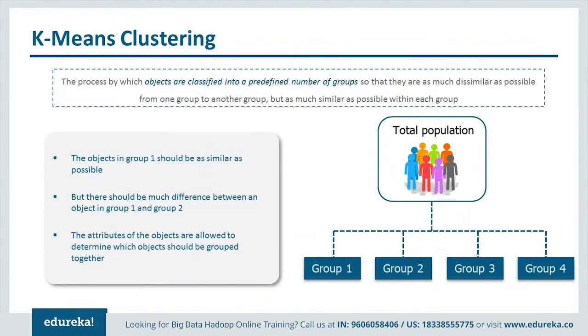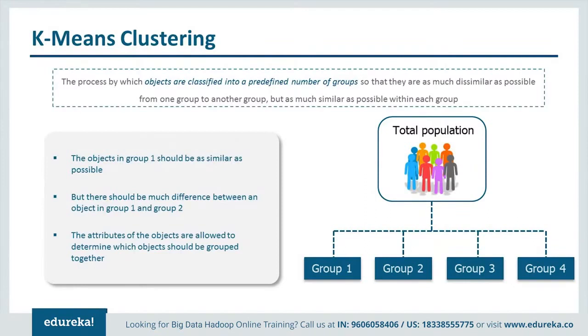So let's talk about k-means clustering now. K-means is one of the simplest unsupervised learning algorithms that solves the well-known clustering problem. The procedure of k-means follows a simple and easy way to classify a data set into a certain number of clusters, which is fixed prior to performing the clustering method. The main idea is to define k centroids, one for each cluster, and the centroids should be placed in a cunning way because different locations cause different results.